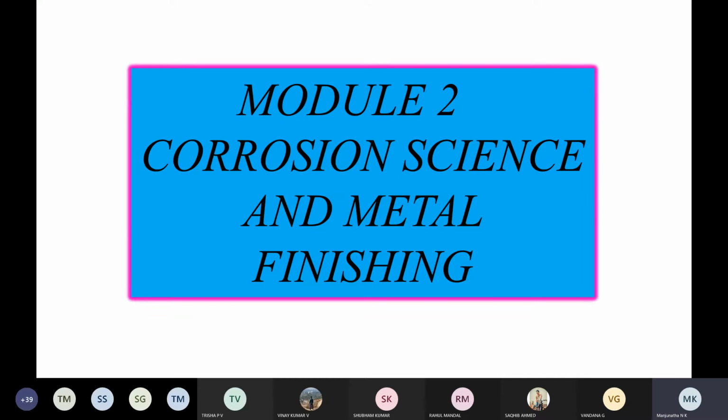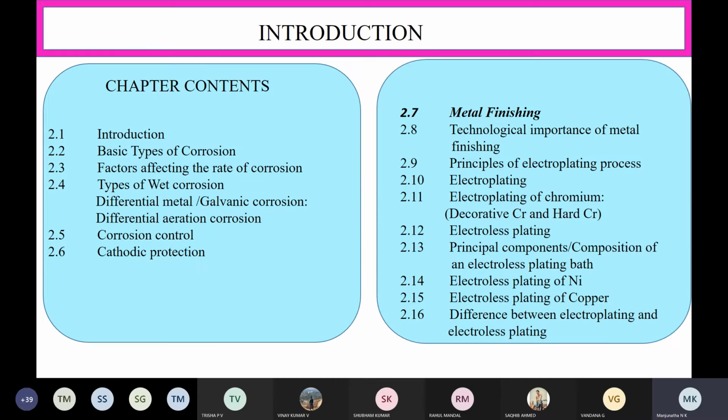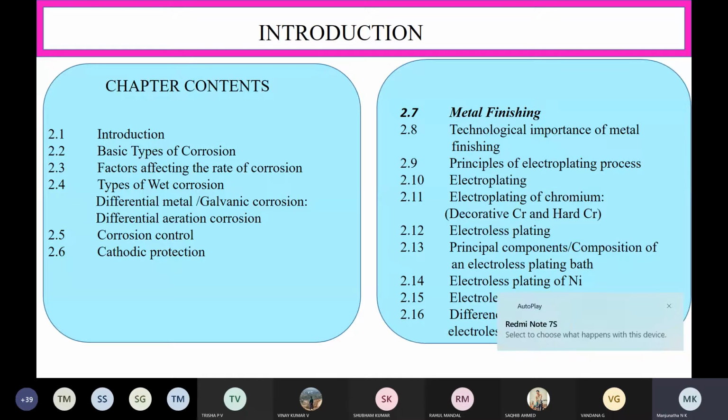So first, coming to the syllabus involved in this corrosion. First, we are going to discuss the introduction, how the corrosion of metal is observed. Second, we are going to discuss types of corrosion. Next, we are going to discuss factors affecting the rate of corrosion.